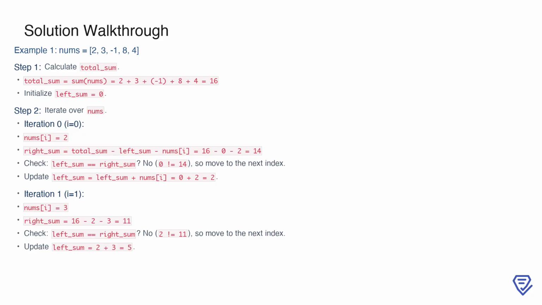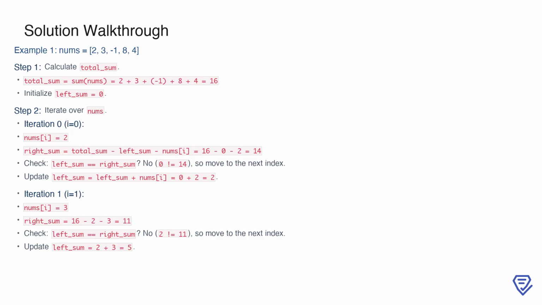Now, we start iterating over the array. In the first iteration, where i equals 0, nums[i] is 2. We calculate right_sum as total_sum minus left_sum minus nums[i], which is 16 minus 0 minus 2, resulting in 14. At this point, we check if left_sum equals right_sum. Since 0 is not equal to 14, we proceed by updating left_sum to include nums[i]. So left_sum becomes 0 plus 2, which is 2.